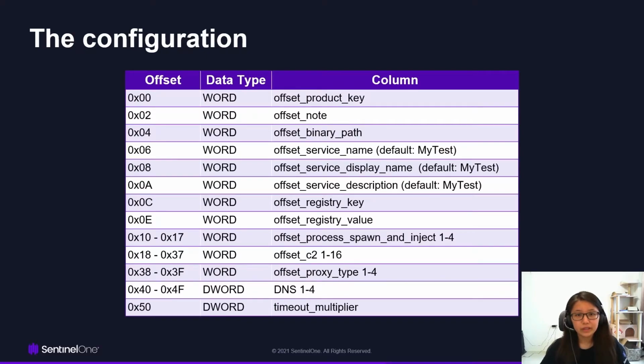Regarding the configuration, this table shows all of the columns in the configuration. The first two columns, offset product key and offset nodes, are the identifiers of the campaign. They could be randomly generated. And later comes the binary path, the service settings, and run key registries. The default name of the service is myTest. This could be a useful indicator to check ShadowPad infections in some cases. And there comes the spawn process to do code injections, CNC servers, proxy types, and DNS.